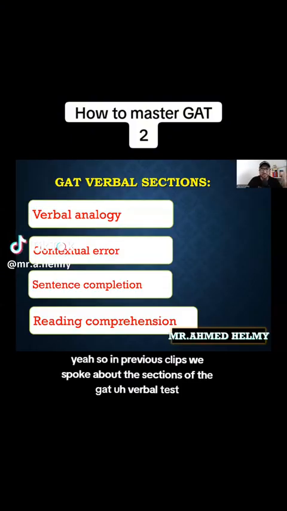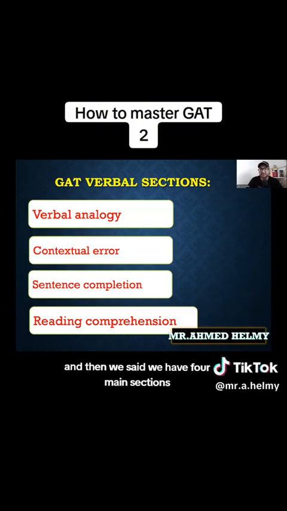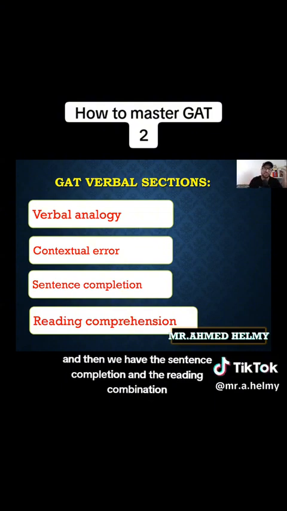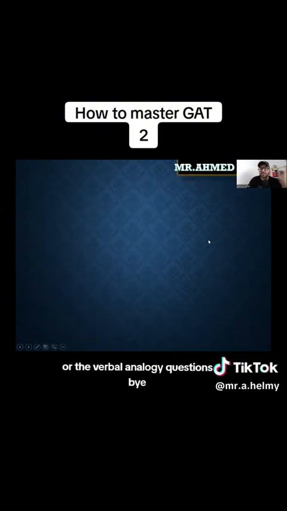Yeah, so in previous clips, we spoke about the sections of the GAT verbal test. And then we said we have four main sections. The first one is the verbal analogy, then we have the contextual error, and then we have the sentence completion and the reading comprehension. In this clip, we will focus on some sort of a brief account of the verbal questions or the verbal analogy questions.